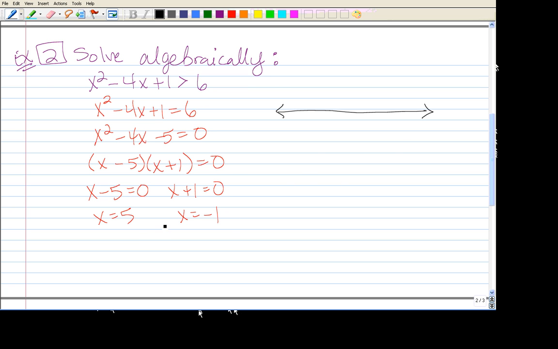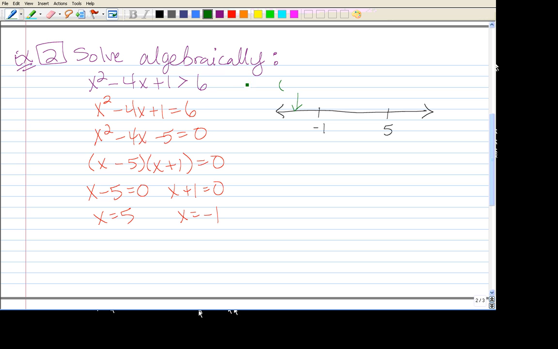I'm going to put on there my critical values. These are called critical values, as -1 and 5. So here's the -1 and here's the 5. And to figure out which x values to include, I'm going to test points from each region. So I'm going to start out by testing a point -2 right here.